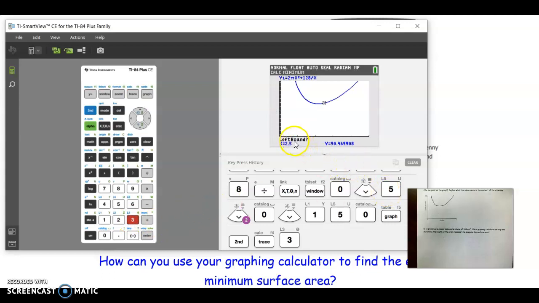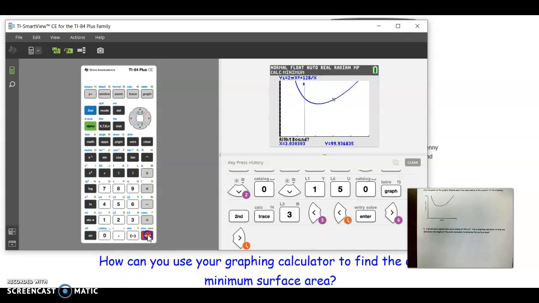Now, if you'll remember from Algebra 1, when it says left bound, it's wanting you to move your cursor to be on the left side of where you know the minimum is. So my minimum's down here, so anywhere on the curve on the left side of your minimum is good. And press enter. And then it'll ask for right bound, so you're going to hit the right arrow till you're clearly to the right of the lowest point. And then it'll ask you to guess, and you can just press enter. You don't have to actually guess. So it's giving me my minimum value. Remember, x is my radius, y is my surface area.